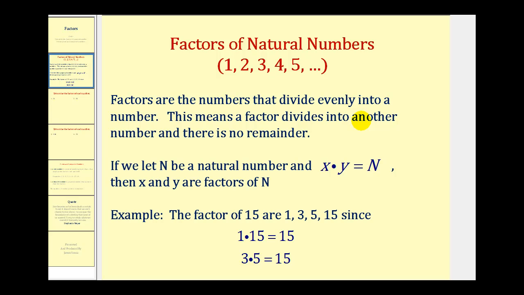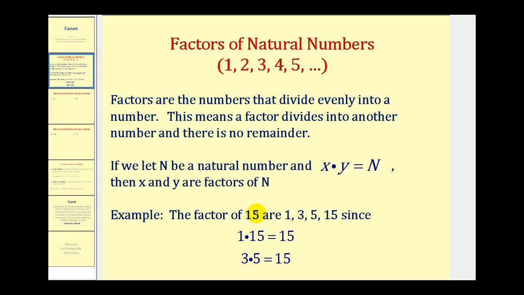Factors are the numbers that divide evenly into a given number. This means a factor divides into another number and there is no remainder. So for example, if we let n be a natural number and x times y is equal to n, then x and y are both factors of the number n. A quick example of this would be the factors of 15 are 1, 3, 5, and 15, since 1 times 15 is equal to 15 and 3 times 5 is equal to 15.